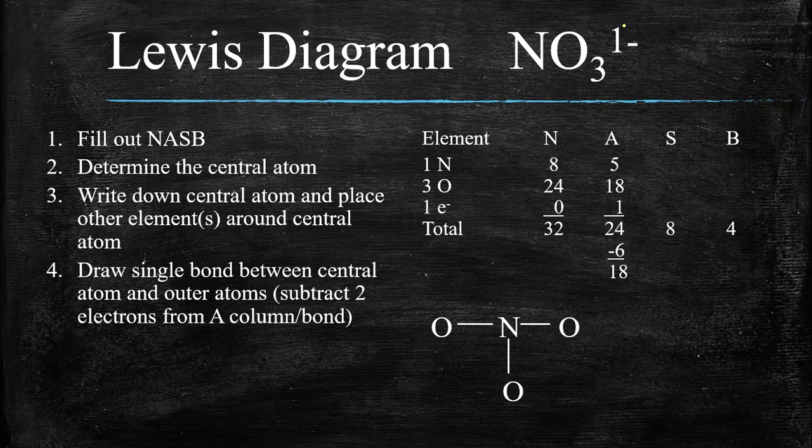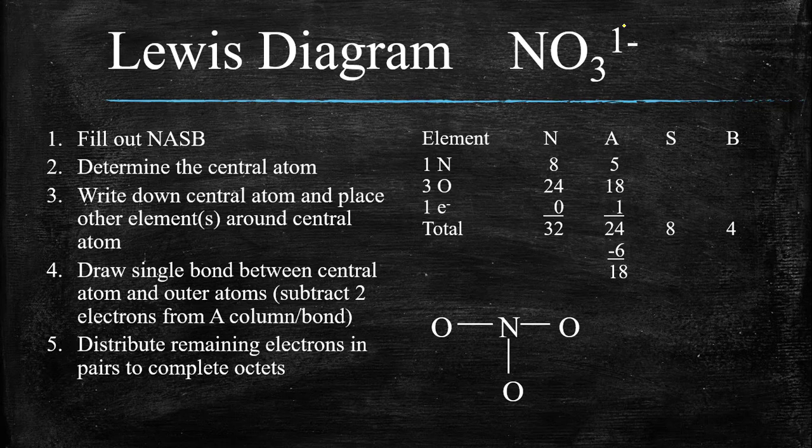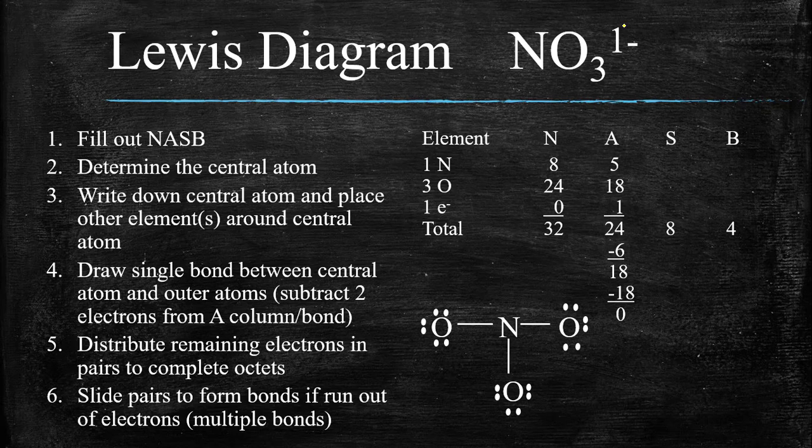So now we have 18 electrons that need to be placed. We're going to distribute them in pairs around the elements, and there we've used up all 18, and we notice that we don't have enough electrons because the nitrogen does not have an octet. So we're going to slide pairs to form a double bond, and so we're going to pick these 2 and slide them over here, and it looks like that. But we're not quite done yet. We need the brackets and the 1-.